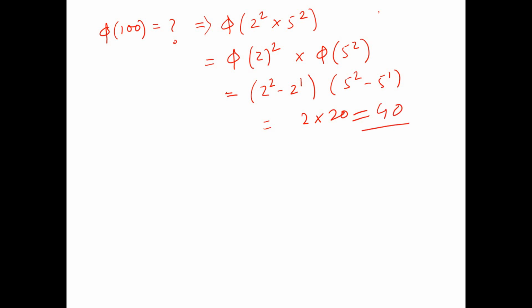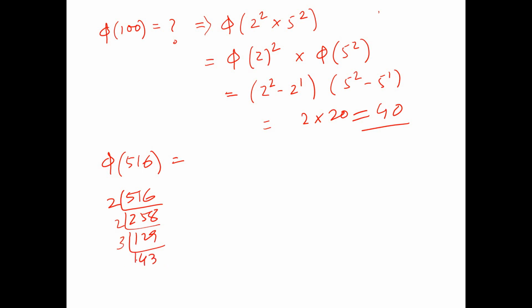Can you do it for 516? Because 100 was relatively easier. 516, let's see whether you're doing it. Please follow the simple process. Find the factors involved with 516. So 258, 129, 3 you get 43. With 43 you get 1. So the factors that you have are 2 square, 3 and 43.